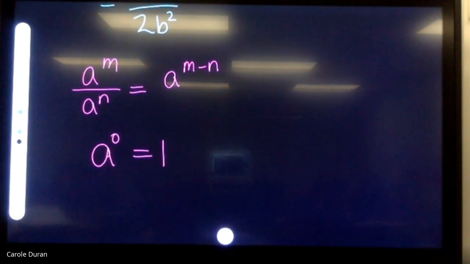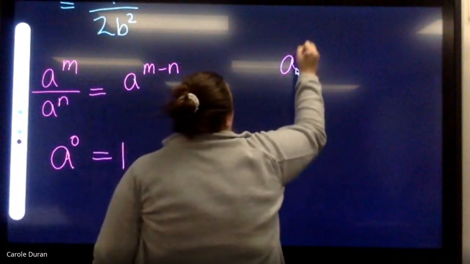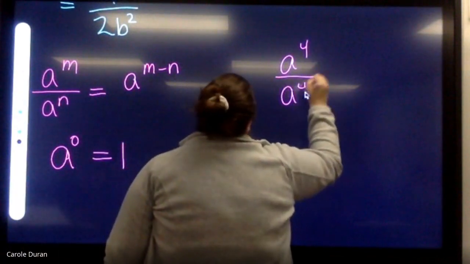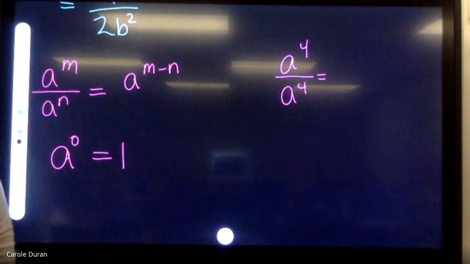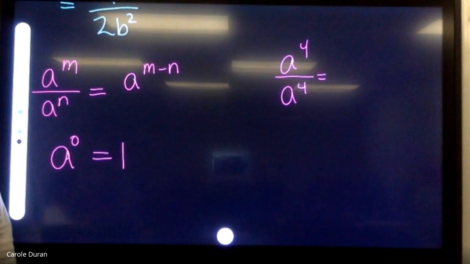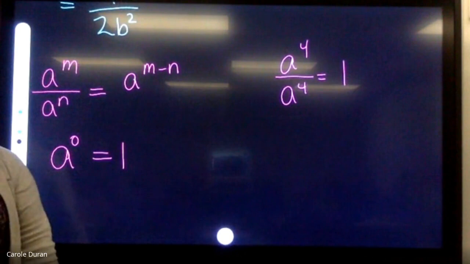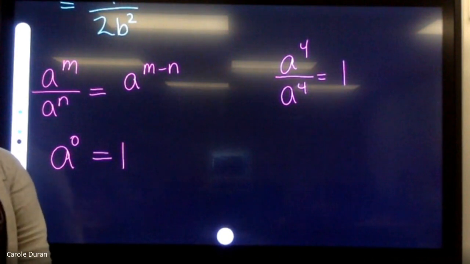What if the exponents are the same? That is a wonderful question. What if I have A to the 4 over A to the 4, for example? I'm going to have 4 A's in my numerator, and I'm going to have 4 A's in my denominator. How many A's are going to be left? 0, which means my answer is 1. Anything to the 0 power is 1. It's no different than having 4 over 4 or 5 over 5. They cancel each other out and become a whole number 1.